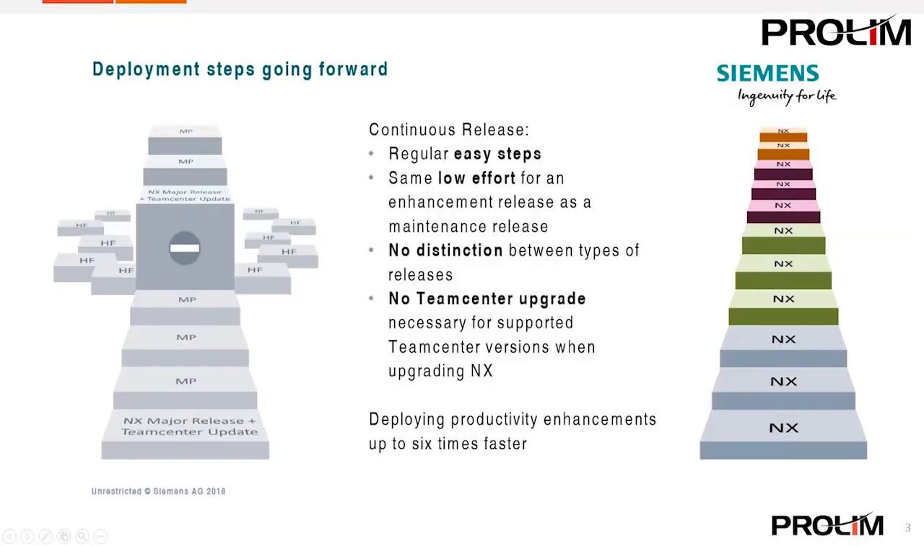Here we show how it was deployed in the past and how we plan on deploying in the future. In the past you had your NX major release, maintenance packs, half releases, and then maintenance packs again. Here with the continuous release, you'll be able to go up there and set your settings to what you want. You'll be able to tell it to download when an update's available, notify you, or turn it off.